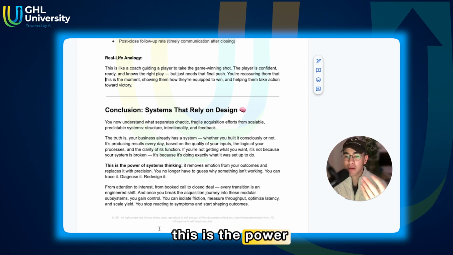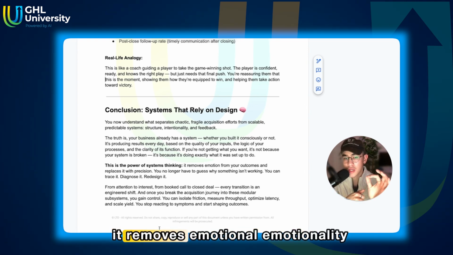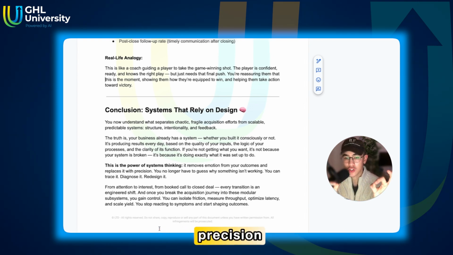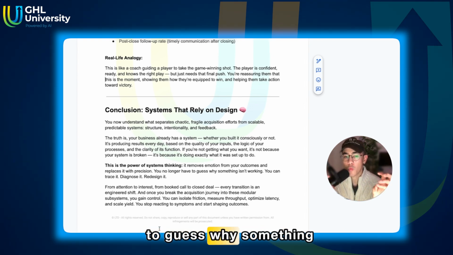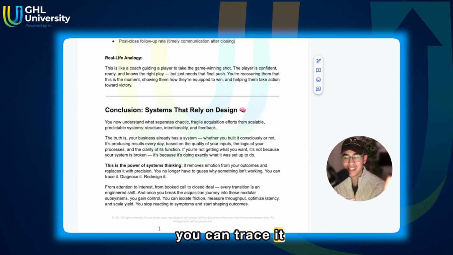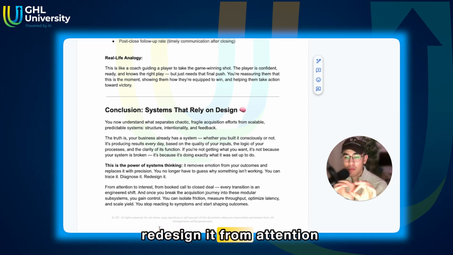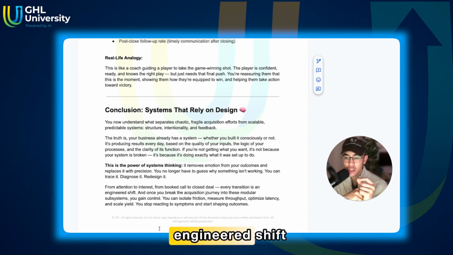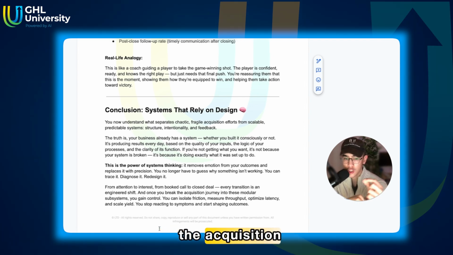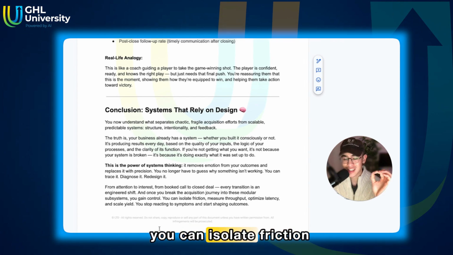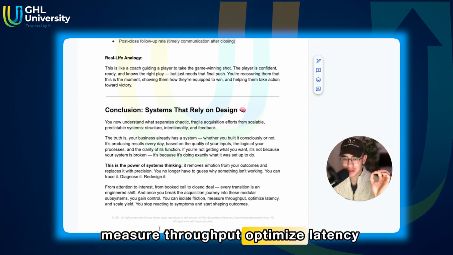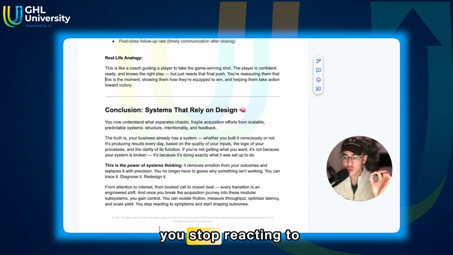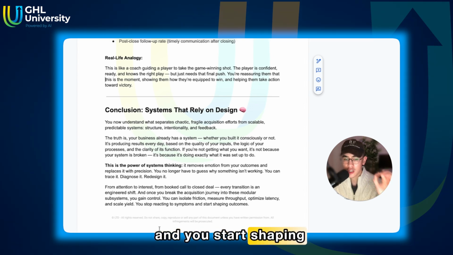This is the power of systems thinking. It removes emotionality from your outcomes and replaces it with precision. You no longer have to guess why something isn't working. You can trace it, diagnose it, redesign it. From attention to interest, from booked call to closed deal, every transition is an engineered shift. And once you break the acquisition journey into these modular subsystems, you gain control. You can isolate friction, measure throughput, optimize latency, and scale yield. You stop reacting to symptoms and you start shaping outcomes.